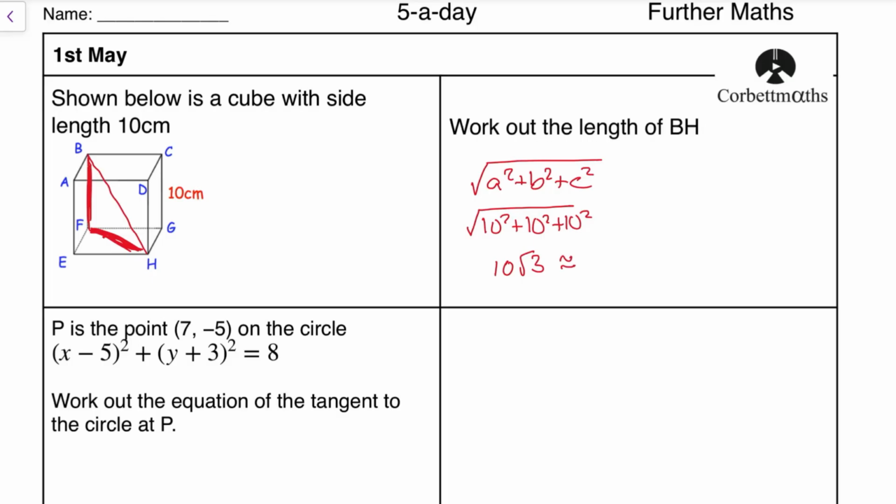Now, if I get my calculator out, because it doesn't tell me how to answer the question here, I'm probably going to give both answers, or both answers will be acceptable. So I'm going to say 10 root 3, which is approximately 17.3 centimeters. First question of the month done.